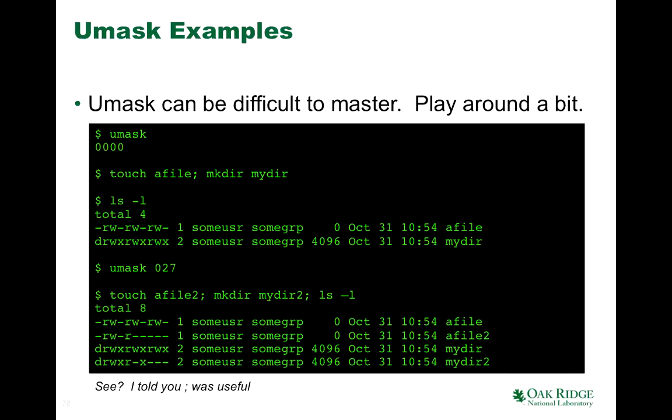Then I set a little bit more restrictive UMask of 027. I created another file, created another directory, and you can see that that file does not have write permission for the group and does not have any permission for other. The directory is the same. It does not have write permission for group or any permission for other. So that can help you visualize UMask a little bit more.